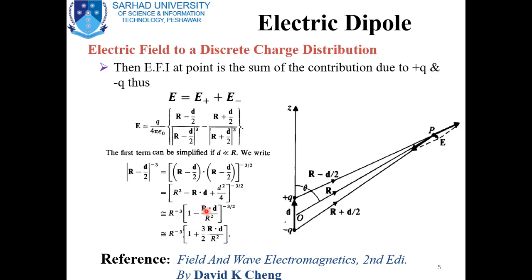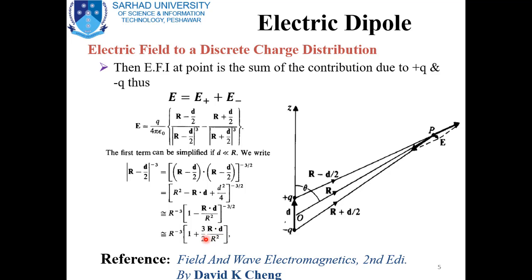This term is very small as compared to 1, so we now apply the binomial expansion on this term. Our binomial expansion will be 1 plus nx. This is our n and this is our x. We write only the first 2 terms, because in the binomial expansion the higher terms have powers of x, and as we know r dot d is very small, when it is divided by a very large number its contribution to the whole expression is neglected. Our result will be approximately r to the power minus 3 into 1 plus 3 by 2 r dot d divided by r squared.